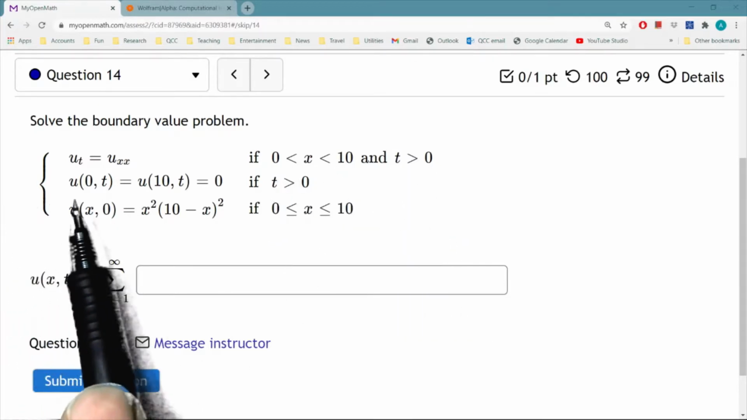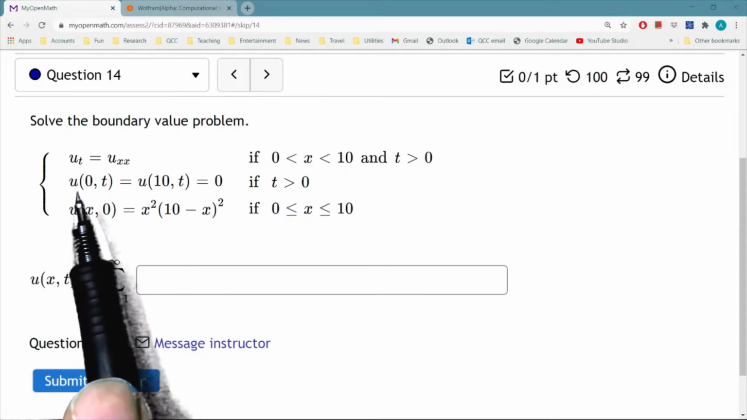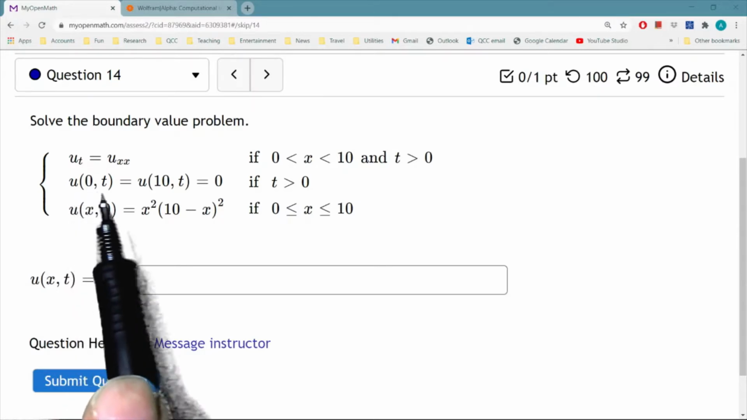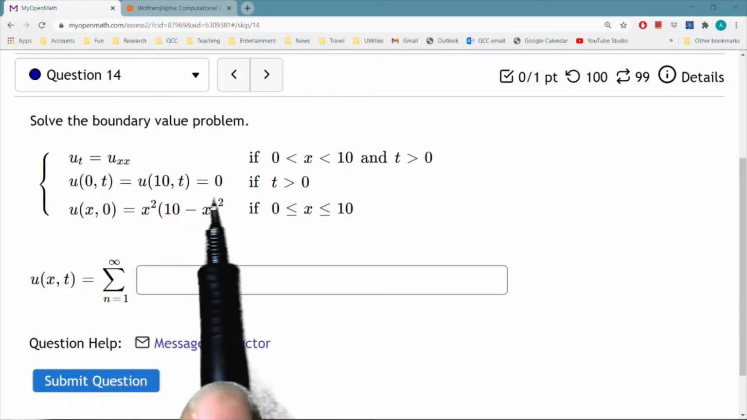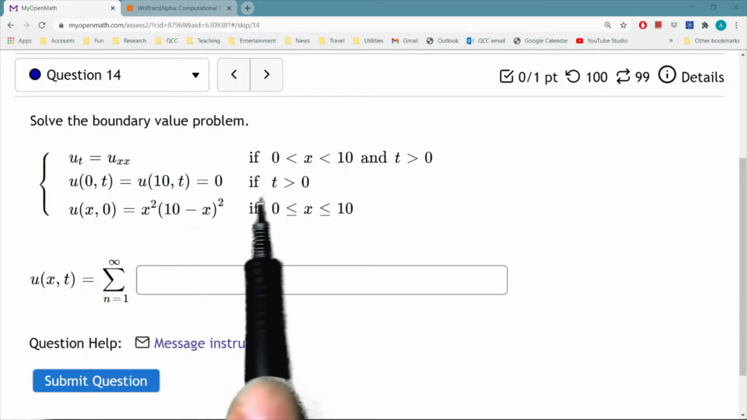Now, we are starting with some boundary conditions, right? So at the endpoints of the interval, at x equals 0 and x equals 10, we're told that the heat is fixed to be 0. And that's true for all time.